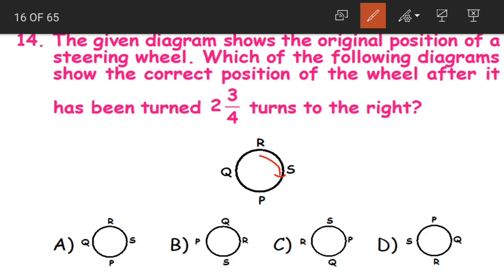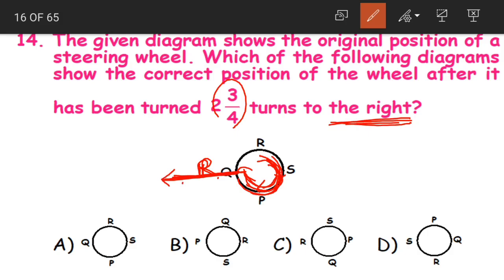First from R we have gone here, that is 1/4. Then again another one, that would be 2/4. Then again another one. So this will be our 2 3/4th position. What will it be? R came to this side. Instead of Q, we are having R. Again, why am I moving only this side? Because in the question it is mentioned that I am turning the wheel to the right side. So I am going in this direction. It's not a complete circle. We have turned only 3/4th of it.